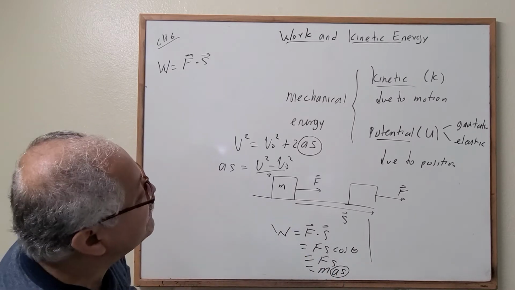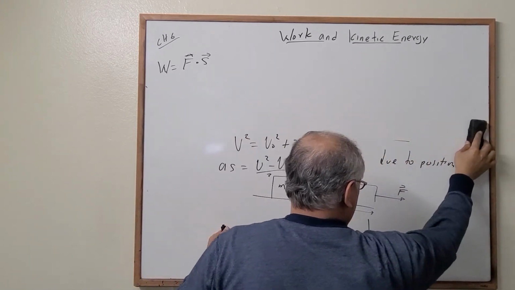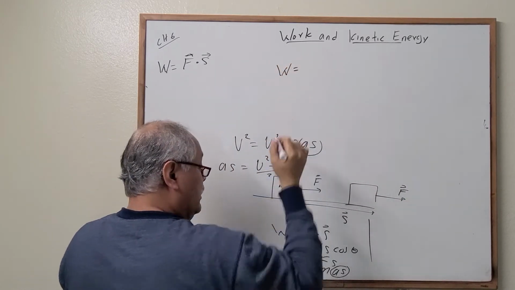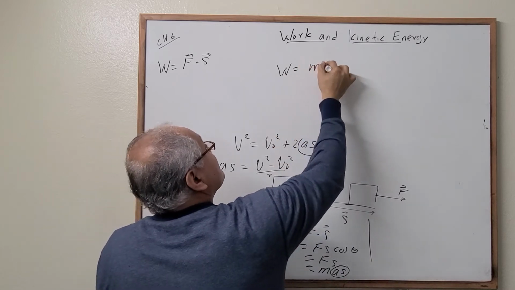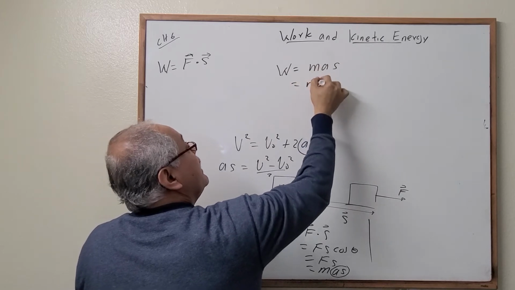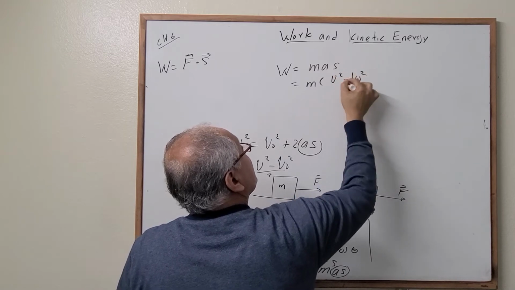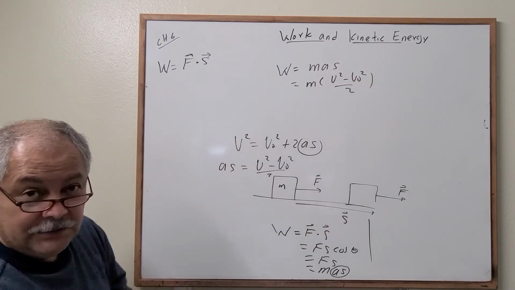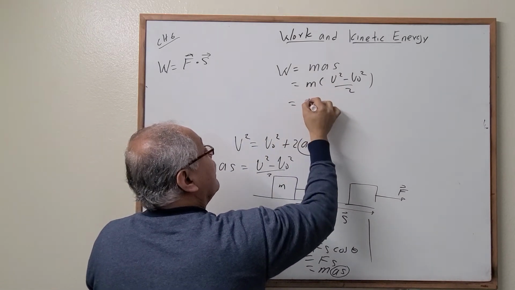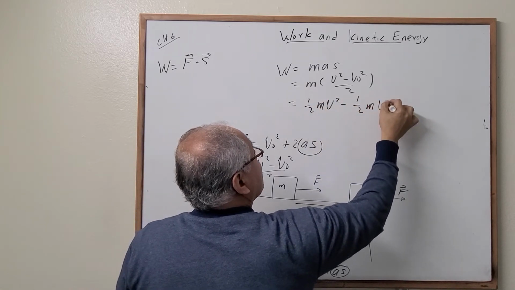And what do we have? Well, in this case, we need more room. Perfect. We have that work is equal to mass times acceleration times s, and this is displacement. This equals mass times final velocity squared minus initial velocity squared divided by 2. Correct? Great. Now let's do this multiplication. What do we have? 1/2 m v final squared minus 1/2 m v initial squared.